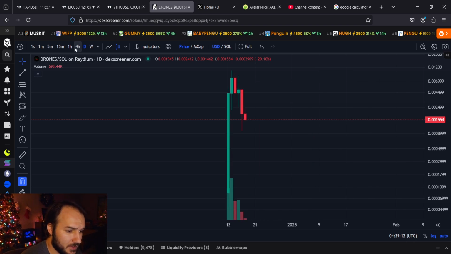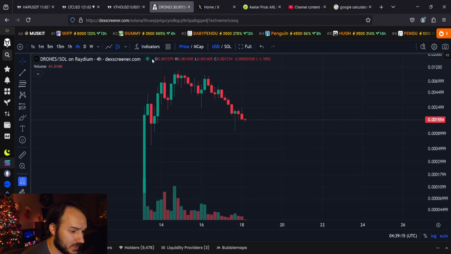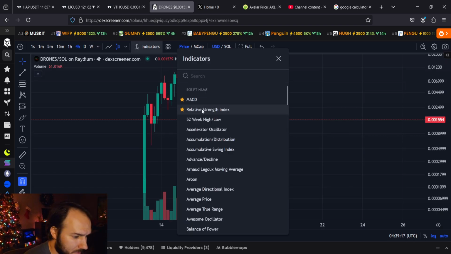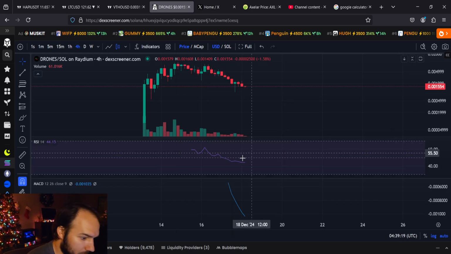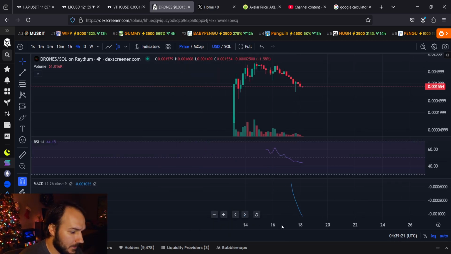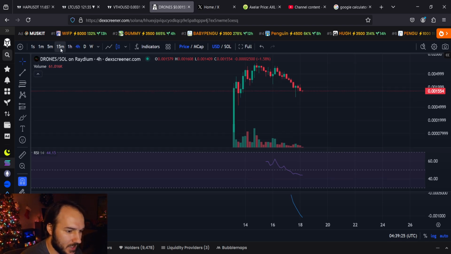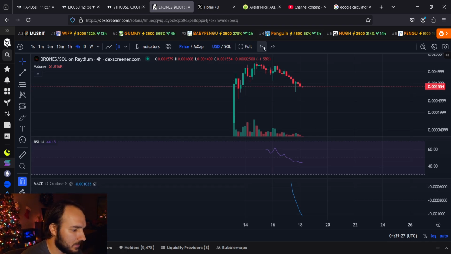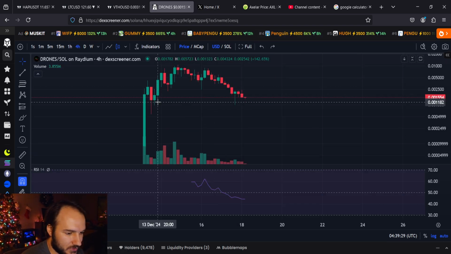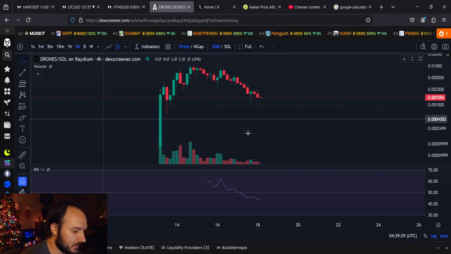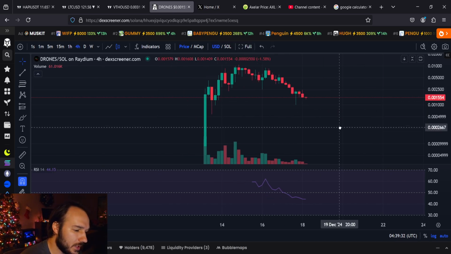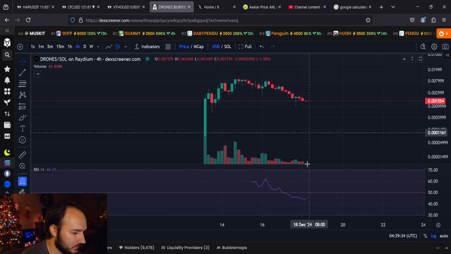All right, so looking here at Drones on a 4-hour basis. Let's pull on some indicators here: Relative Strength Index, MACD, whatever. Why not throw them on there? Shrink it up. MACD takes up so much space. The MACD, honestly, is probably useless because it's just on short-term time frames like this. Although it is a brand new chart, sometimes stuff like that can be useful.